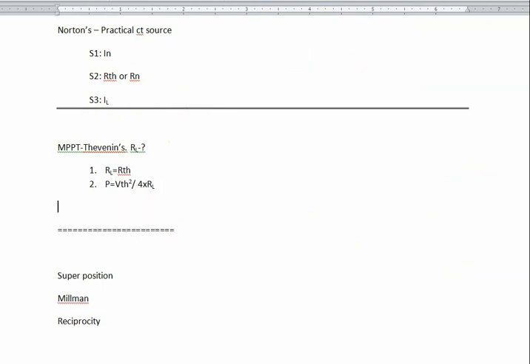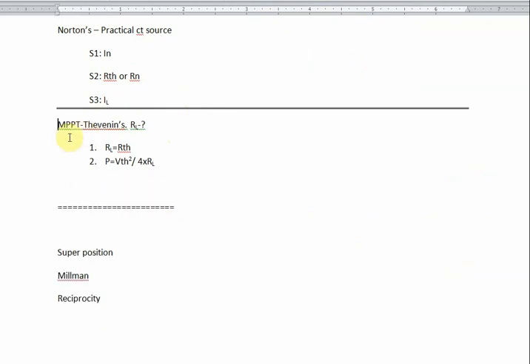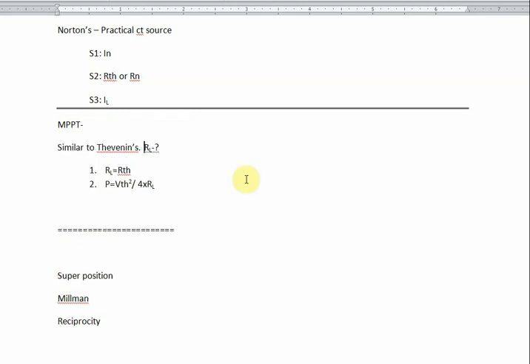Okay. So what about MPTT, the maximum power transfer theorem? It is similar to Thevenin's theorem, but the RL value, the load resistance value, they never give you. You need to find the RL load value and the maximum power value. So these are the things you need to find out. This is about the MPTT.